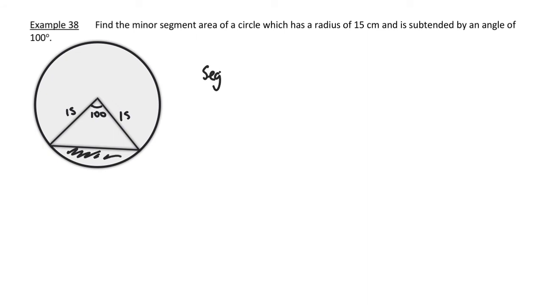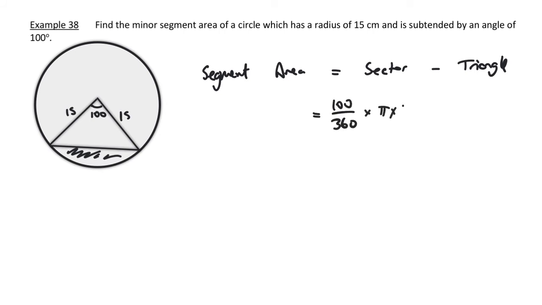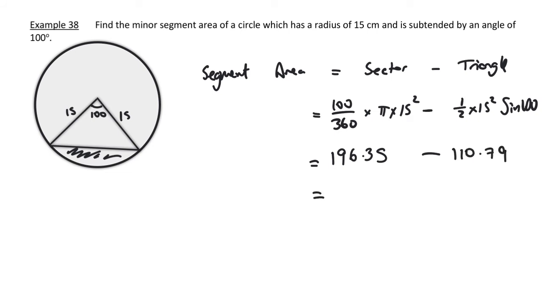So segment area is sector minus triangle, which is 100 over 360 times pi times 15 squared minus a half times 15 squared sine 100. 196.35 minus 110.79, and that gives us an area of 85.56 squared centimetres.